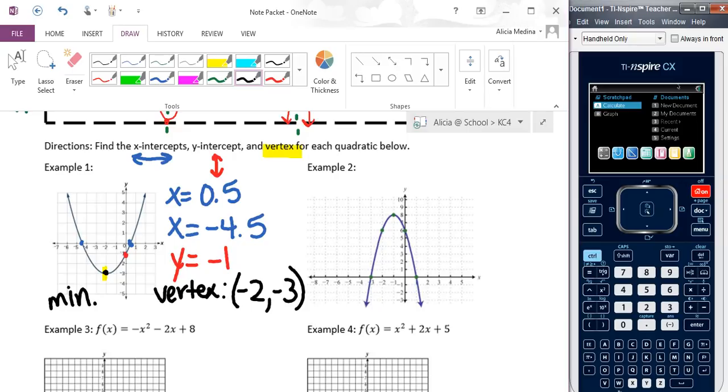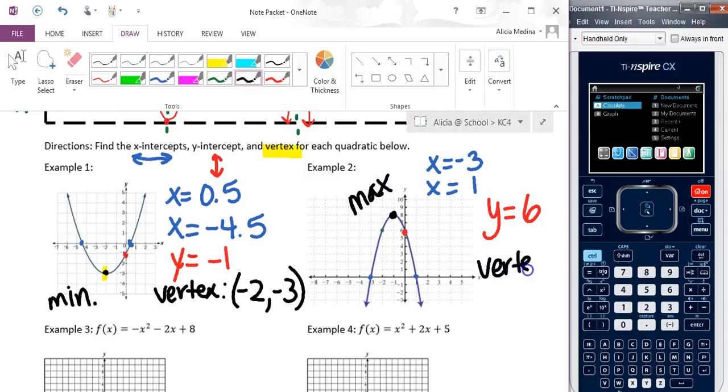Looking at example number 2, I have to state my x-intercept. The x-intercept is wherever it crosses that horizontal axis. So x is going to equal negative 3, and x is also going to equal positive 1. So those are your two x-intercepts. Our y-intercept is wherever it crosses that y-axis, so y equals a positive 6. And our vertex is wherever we see that highest or lowest point. This ends up being a max, right? It's the highest point. So our ordered pair for our vertex is -1, 8.